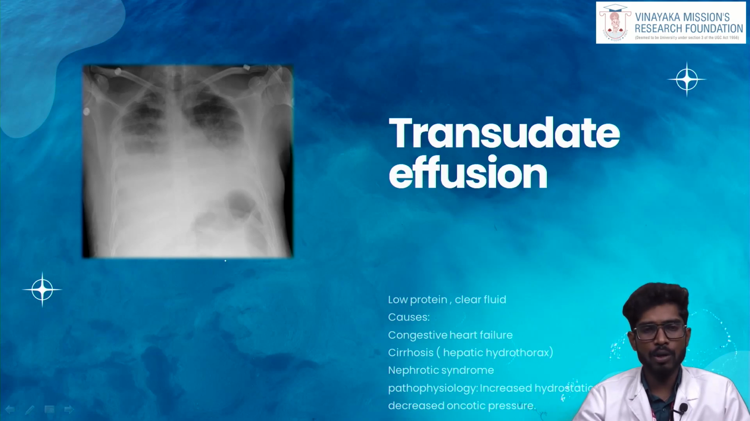What are the causes of pleural effusion in this category? First is congestive heart failure. If a person has heart failure, or any heart infection or injury to the heart, it is known as congestive heart failure. Next one is nephrotic syndrome. If a person has any lymphatic system error or lymphatic damage, the person may develop pleural effusions. Then the pathophysiology of this transudate effusion is increased hydrostatic pressure and decreased oncotic pressure.